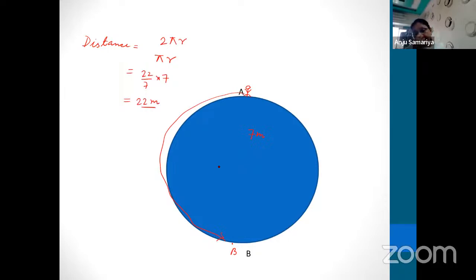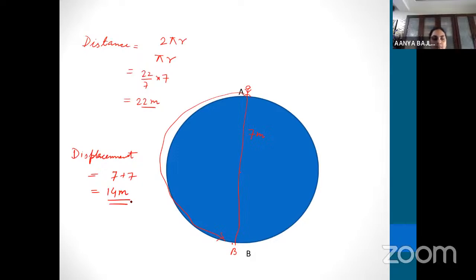And now if I ask you what is the displacement, we'll see the shortest distance. So that is the diameter. So the displacement is how much? 14 meters. So is the concept clear for the distance and the displacement?